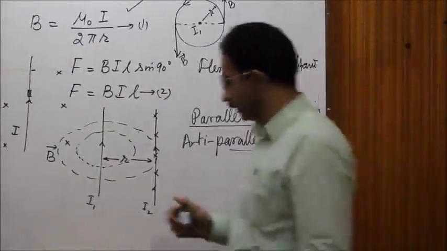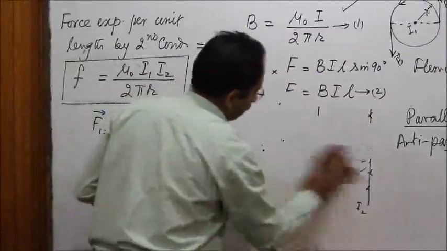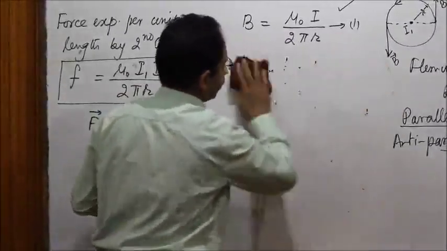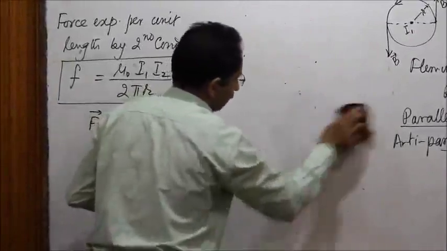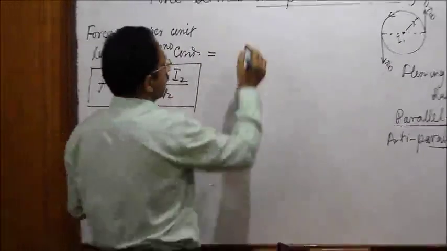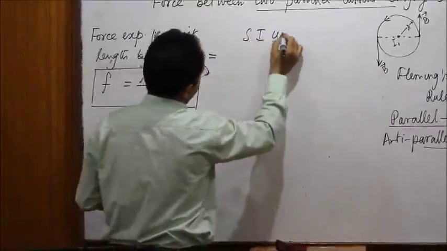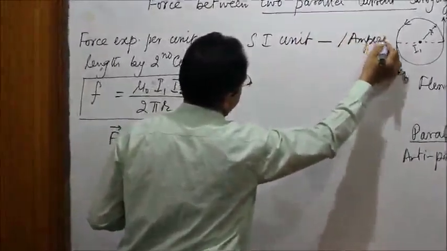Now, this equation is also the basis for the definition of the SI unit of current. Current is one of the fundamental quantities in physics, and this basic quantity has the SI unit of 1 ampere. How do we define 1 ampere?